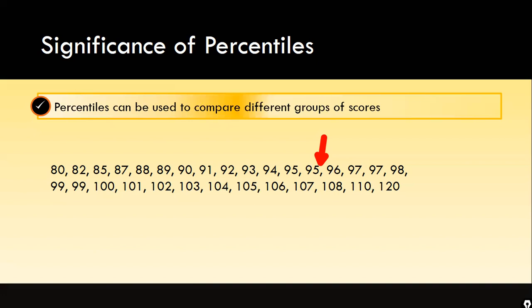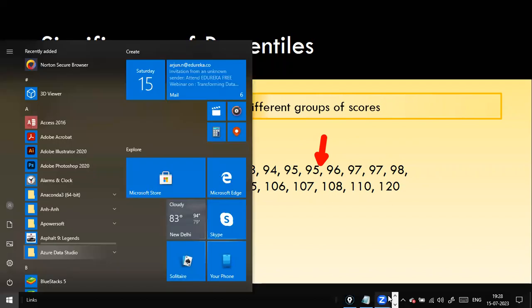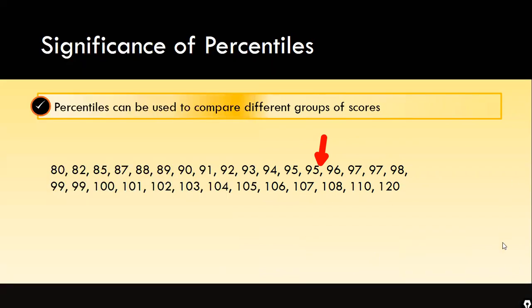So what is the formula for percentile? There is no universal formula. If you go and check on the net, they use different formulas. Anyhow, I will teach you one simple technique a little later. For the time being, I'm going to use this one. Let me change the pen size. It's too thick.